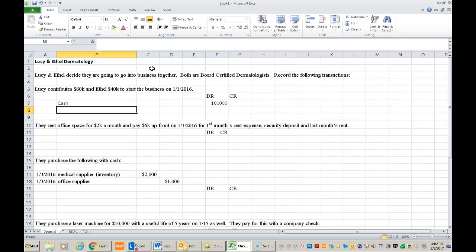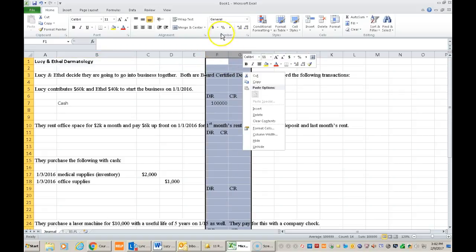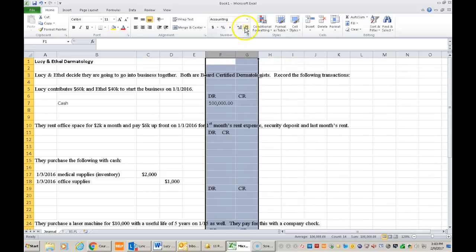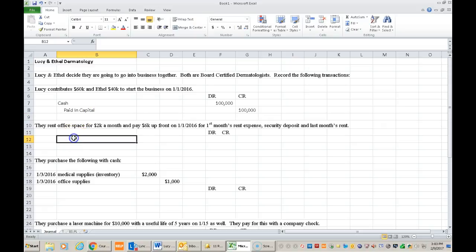$100,000. And let's just get these with commas, and we don't want any decimal points. And our credit is to what? So paid in capital. Now typically we would want to track them individually so we know how much each person's basis or their investment is, but for this purpose we'll just do them together.